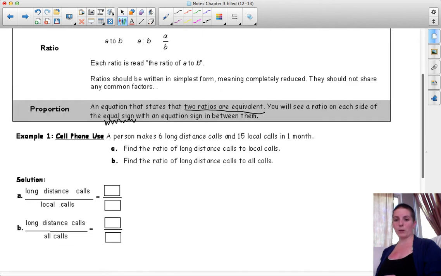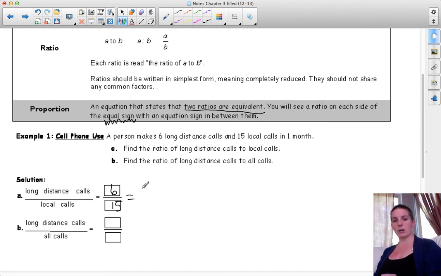So, start with the ratio portion here. Example one is about cell phone use from back in the day. A person makes 6 long-distance calls and 15 local calls in 1 month. Find the ratio of long-distance calls to local calls. So, the top is going to be how many long-distance and the bottom is how many local. So we say 6 over 15, which is never enough. With a ratio, you always have to simplify.